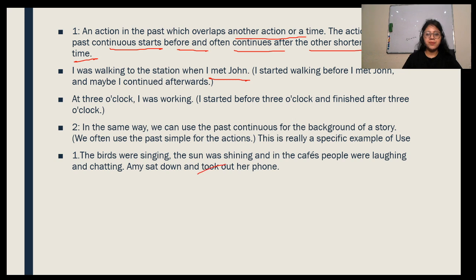In the same way, we can use the past continuous for the background of a story. We use the past simple for the actions. This is really a specific example of use. The birds were singing, the sun was shining, and in the cafes people were laughing and chatting. Amy sat down and took out her phone. So you can see when you're talking about stories, you generally end up using the past continuous. So maybe when you're describing. Now another place where you would be using past continuous is in speaking part 2.